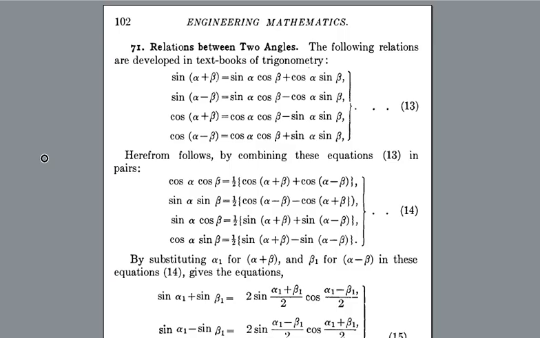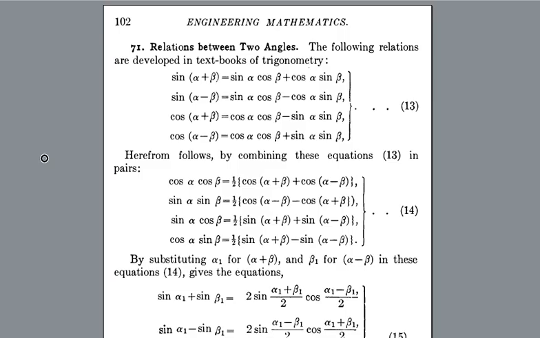The cosine of alpha plus beta equals the cosine of alpha multiplied by the cosine of beta minus the sine of alpha multiplied by the sine of beta. The cosine of alpha minus beta equals the cosine of alpha multiplied by the cosine of beta plus the sine of alpha multiplied by the sine of beta.